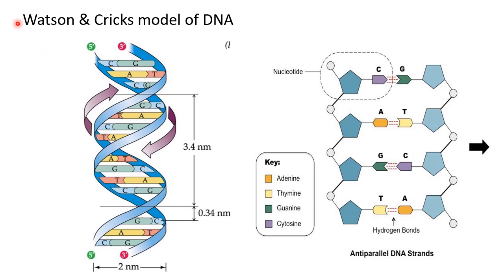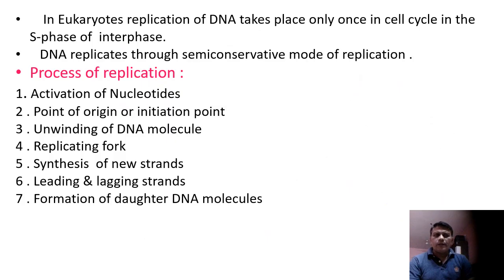Now we are going to learn the process of DNA replication. We are going to learn the process of DNA replication in eukaryotes. So in eukaryotic organisms, the replication of DNA occurs only once in the cell cycle, in the S phase of interphase. You have studied the details of cell cycle and cell division in 11th standard.